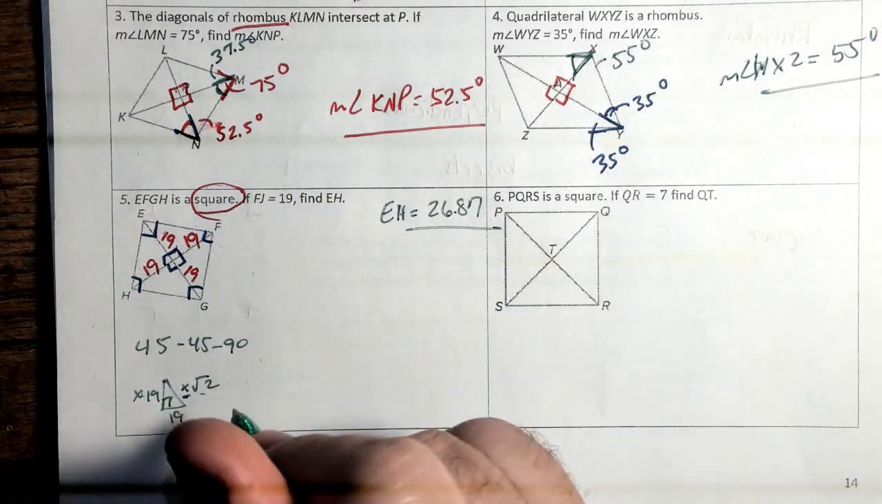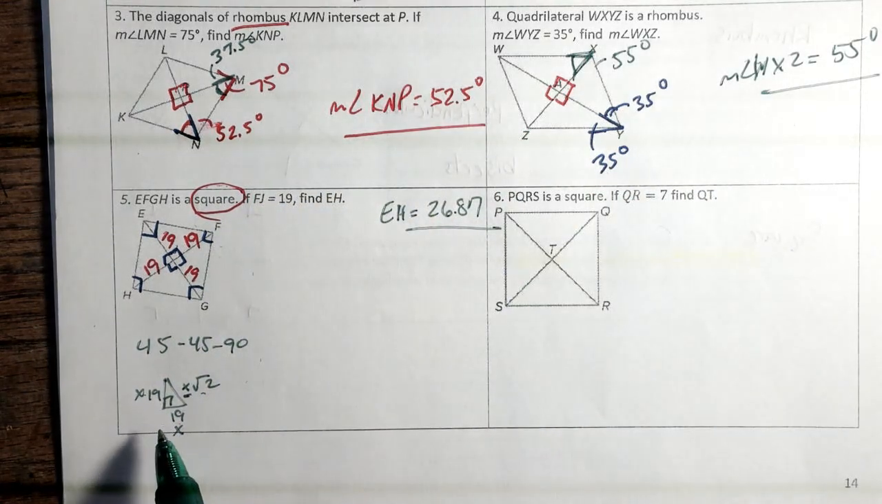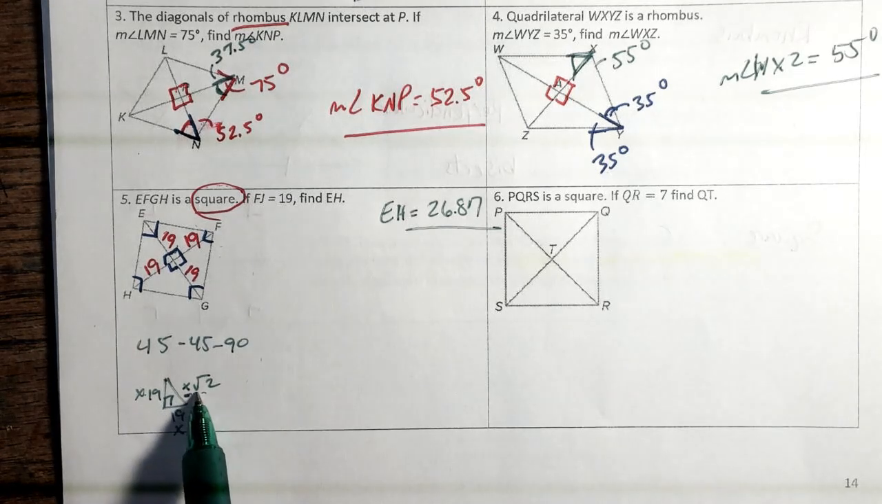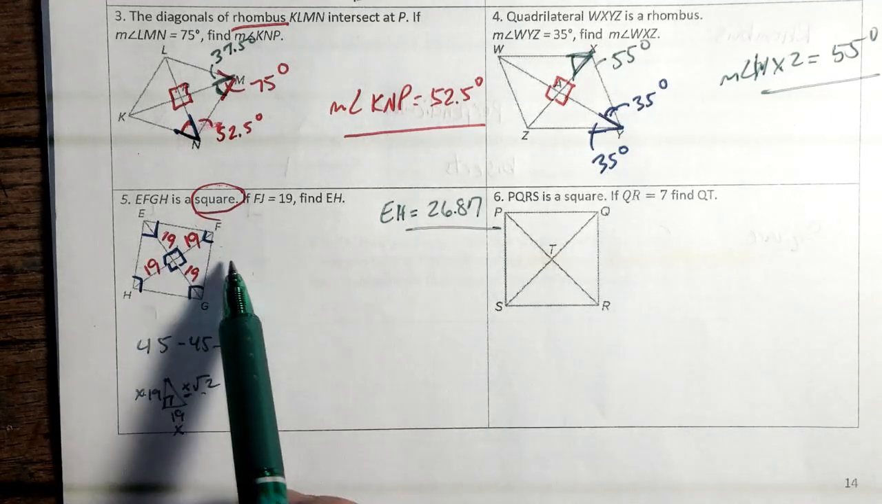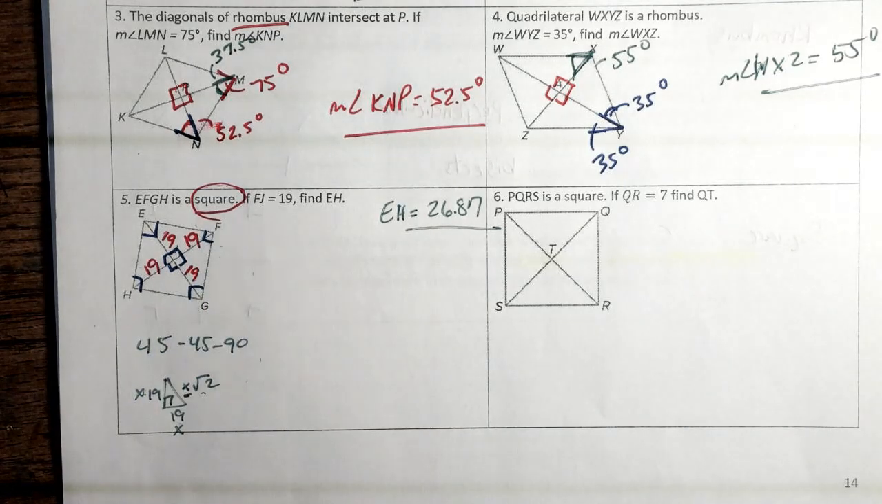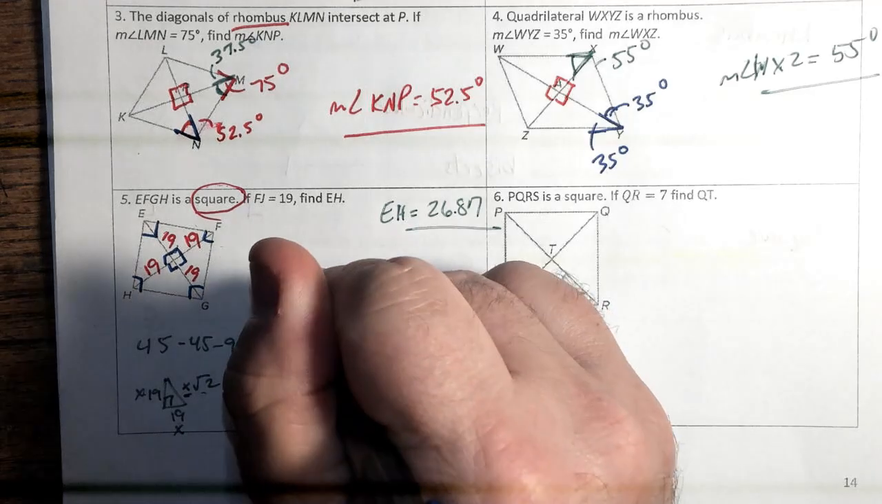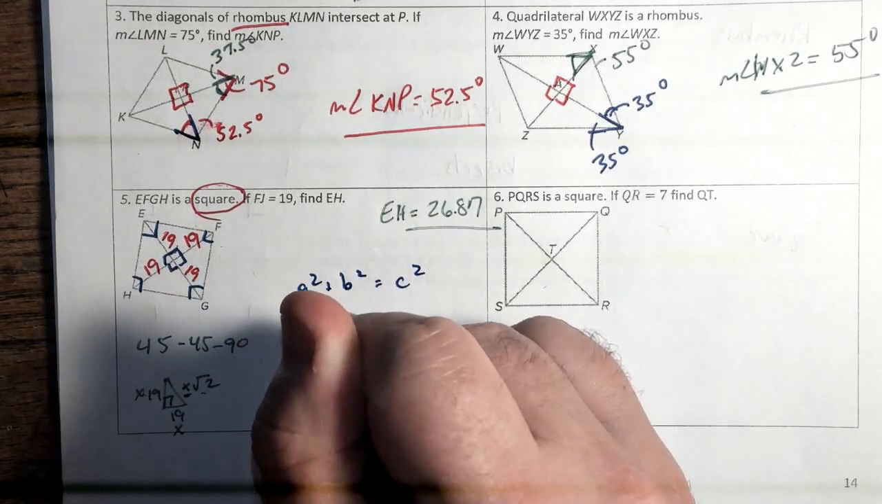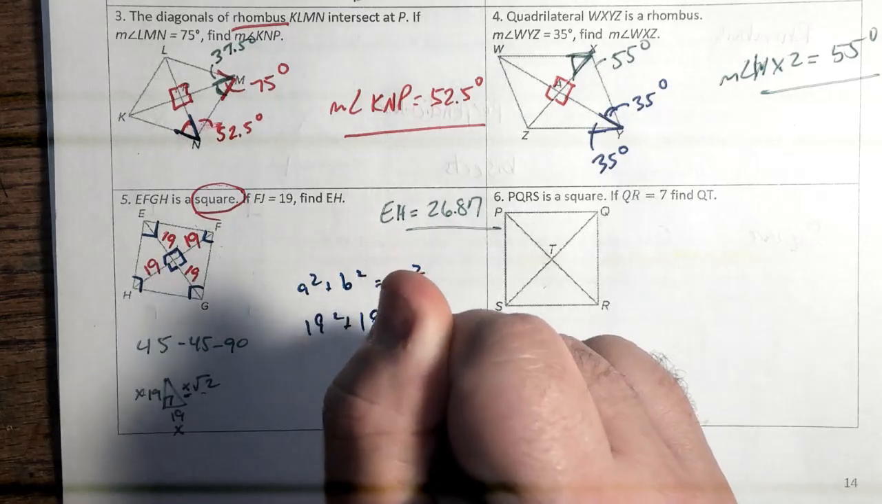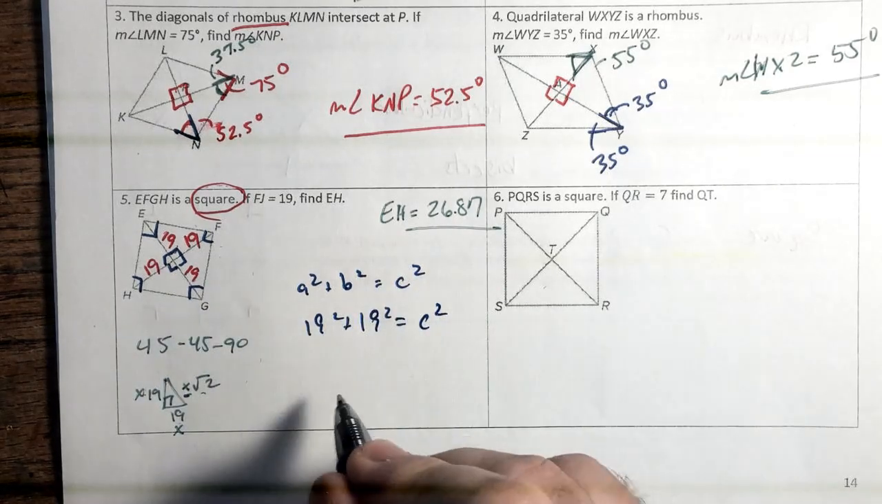Now, like I said, for 45, 45, 90, these two sides are going to be equal, and this is going to be whatever this is times the square root of 2. You saw on the calculator that was the case. So looking over here, if we do it the way we've learned so far, Pythagorean theorem, a squared plus b squared equals c squared. So we have 19 squared plus 19 squared equals c squared.